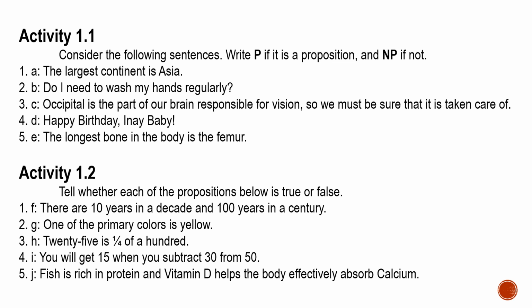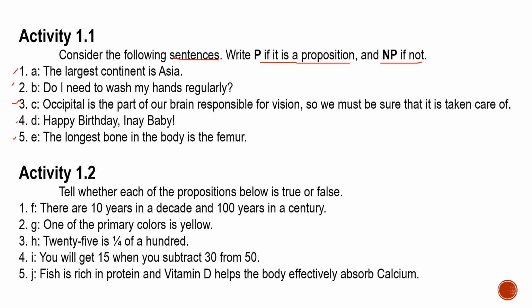So for your activity, there are activities 1.1 and 1.2 here. Consider the following sentences. Write P if it is a proposition and NP if not. So you just simply put P and NP for your first, second, third, fourth, and fifth sentences here. As you can see, there's an exclamatory, interrogative, imperative, and declarative sentence there. So there's a hint that these five sentences are not all declarative sentences.